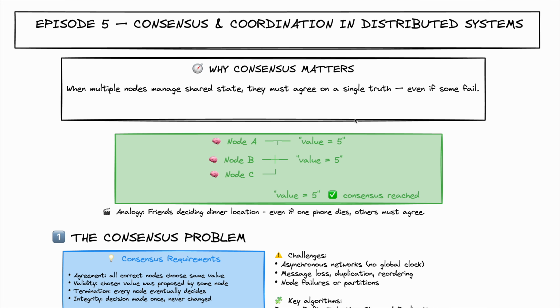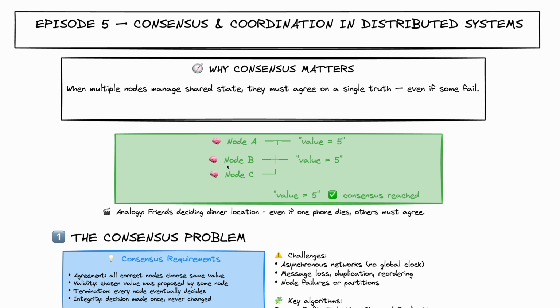So first, let's take a look at why consensus and coordination even matter. Let's say that we have multiple nodes and we need to manage the state. We need to make sure that they agree on a single truth, even if some of the nodes are failing.